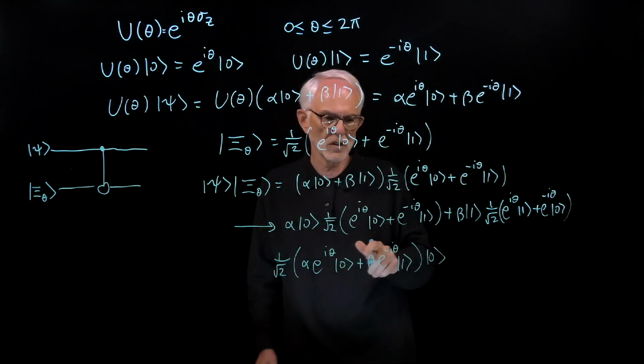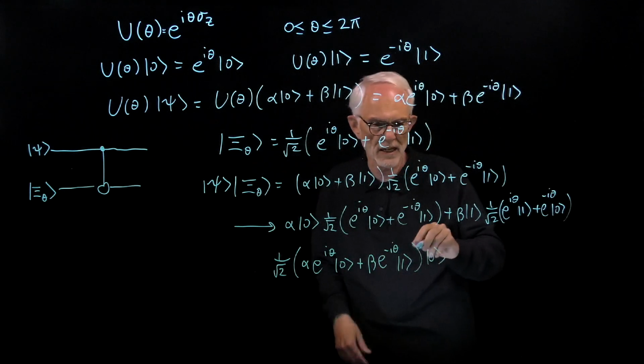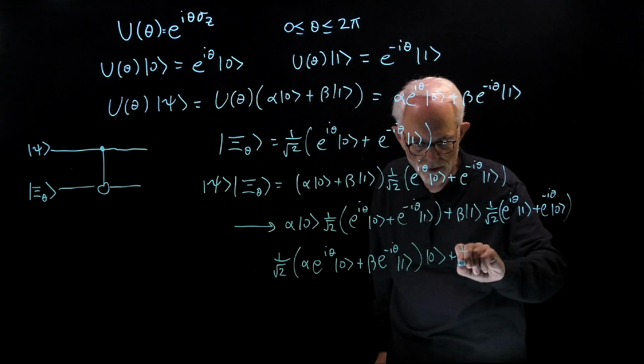And then the next thing I want to do is collect the things that have a 1 in the second slot. So that's going to look like 1 over square root of 2 times.